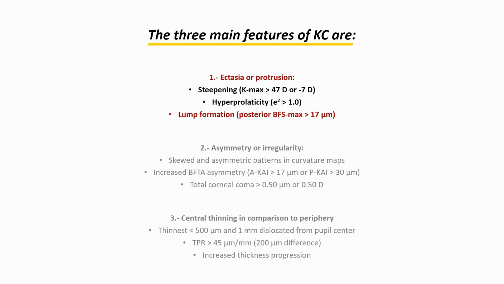So there are three main features in keratoconus. Ectasia or protrusion, which we are going to see in the best fit sphere by the lump formation at the center, or by steepening or hyperprolaticity.